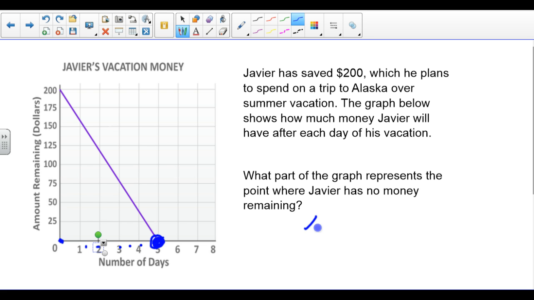Alright, so this one will be at the x-intercept. It lets us know that after 5 days, he has no money. Alright, he ran out of money on his vacation.